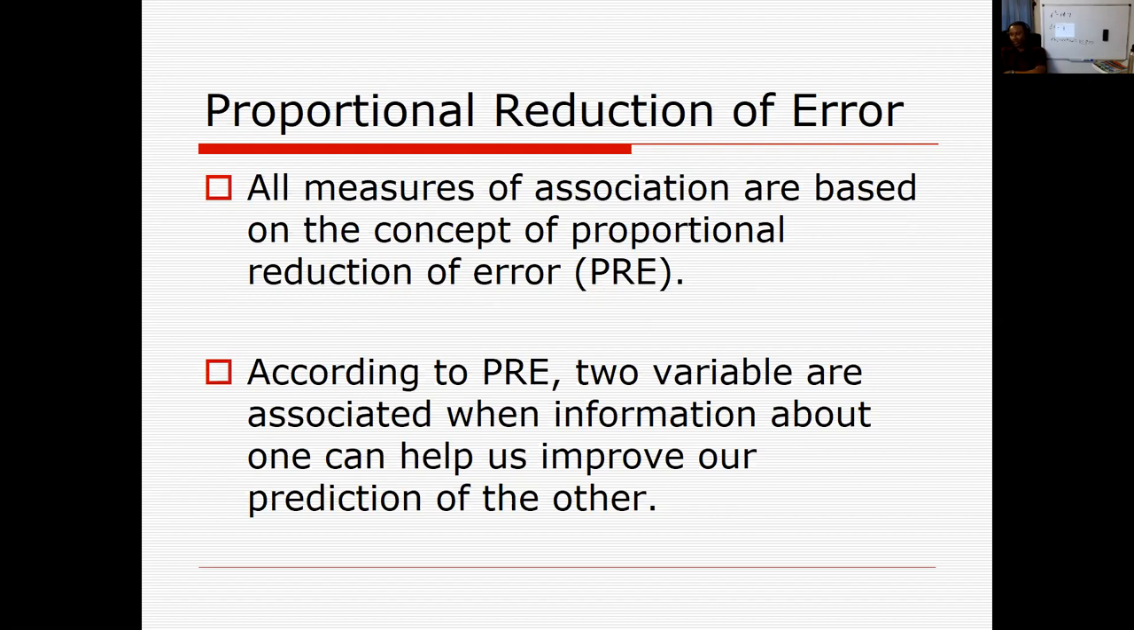So it's 6:35, why don't we go ahead and take a 20 minute break. Let's come back at 6:56. All right, let's come back at 6:56 and we'll discuss how to calculate the measures of association.